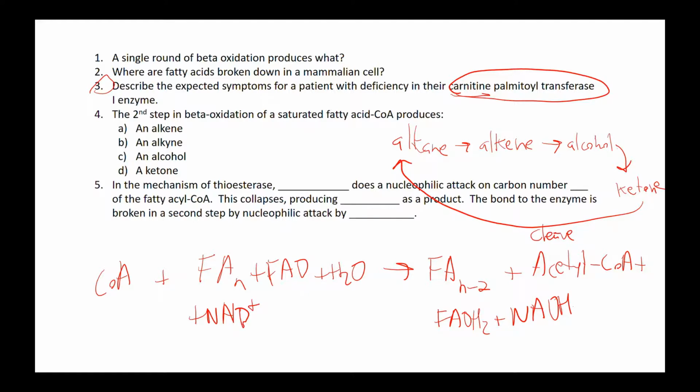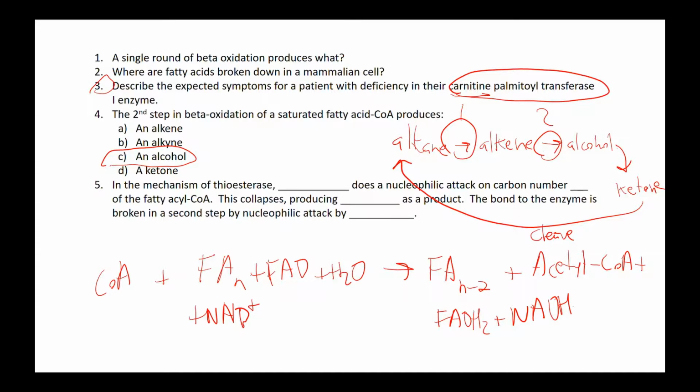That's basically the scheme for beta oxidation. So the second step in beta oxidation, this is step 1 here, step 2 there. What does it produce? It produces an alcohol. So that is it for number 4.